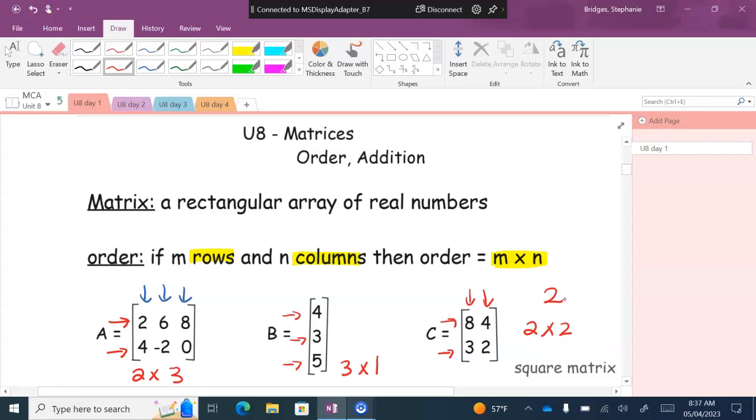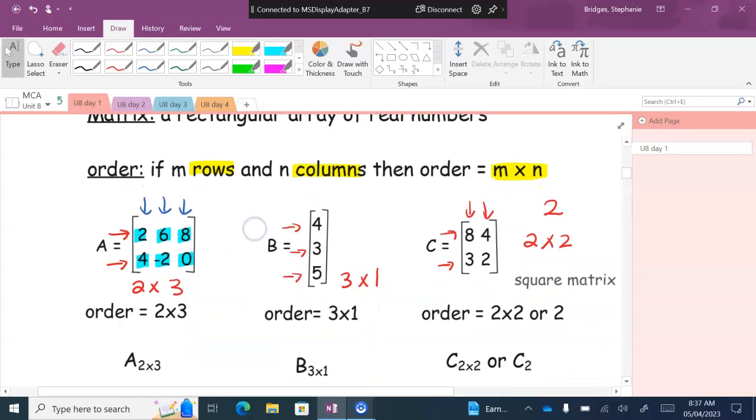Then the other thing that I don't have written the word, but I need you to know what I'm talking about. Each number inside of a matrix is called an element. So when I talk about an element, that's what I'm talking about, the individual number, the individual entry in our matrix. So far, so good?